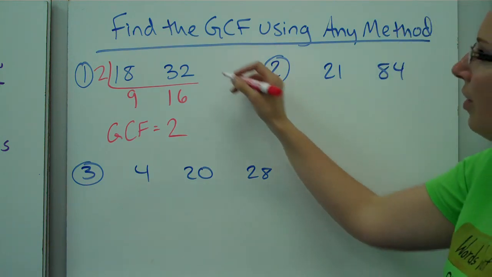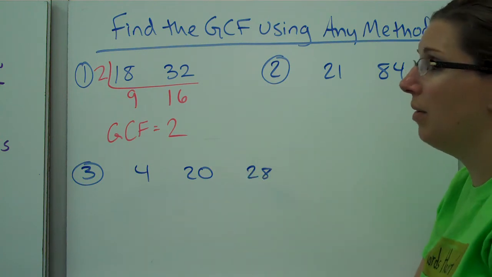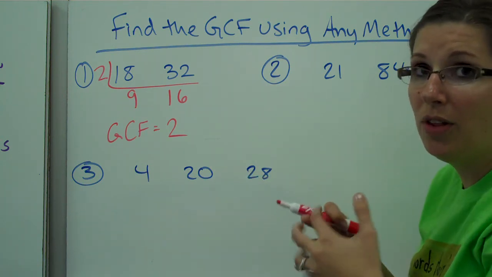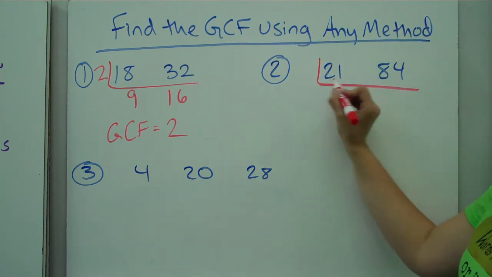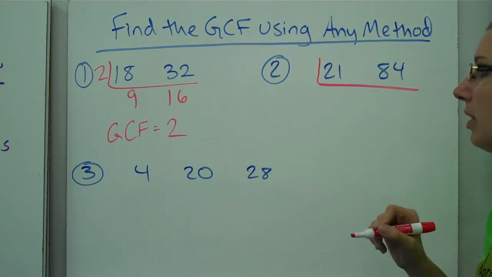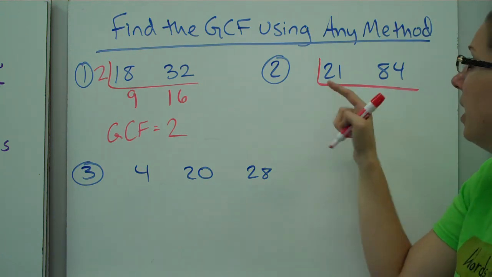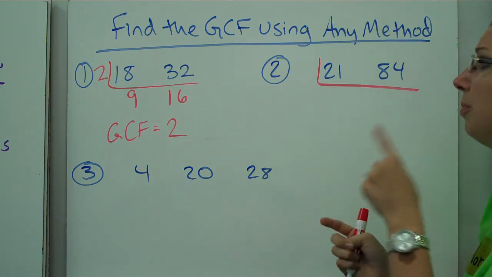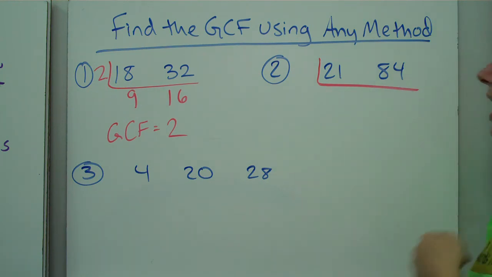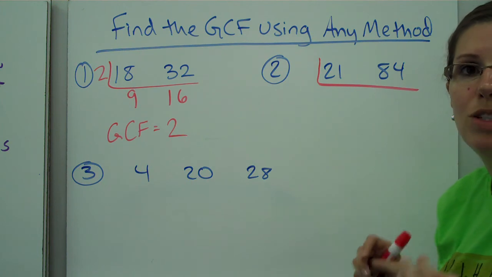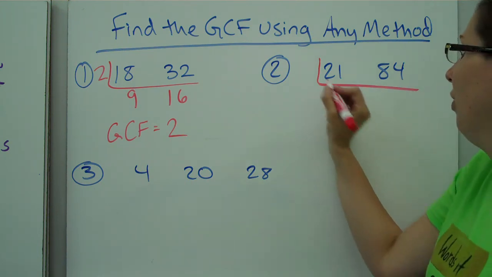Okay, so for 18 and 32, the only factor they had in common was 2. 21 and 84. I know that 3 can go into both of these numbers. The reason I know that is because if I add the digits, 2 plus 1 is 3, and 3 is divisible by 3. Then if I add 8 and 4, 8 plus 4 is 12, and 12 is also divisible by 3. So these two numbers are both divisible by 3.